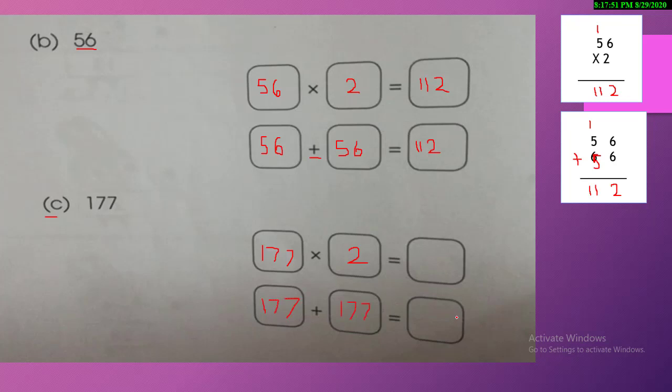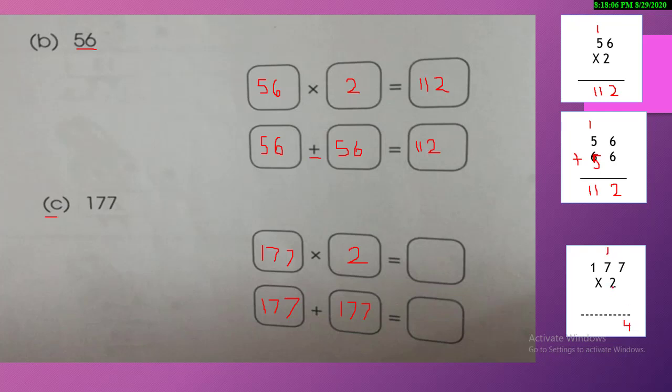Let's do it shortly. We will solve only one step for it, and that is let's multiply it with 2. That's very easy. So let's do it. 2 sevens are 14. So you will write down 4 over here and 1 will be carried on. Okay, now 2 sevens are 14 again, and we will add 1, so it will turn into 15. 1 will be carried on. 2 ones are 2 and 1 will be added, so it will turn into 3. So our answer is 354.